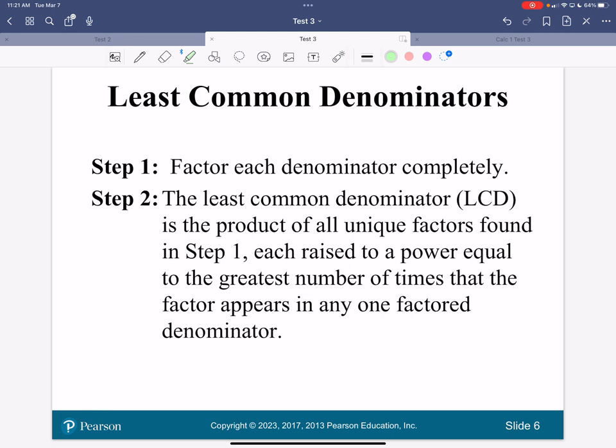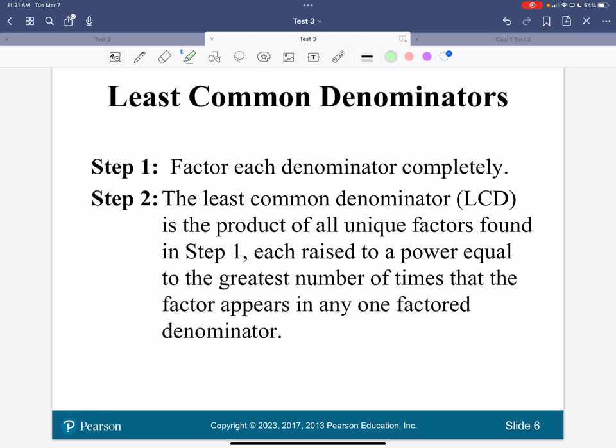First, step one, factor each denominator completely. The least common denominator, which is your LCD, is the product of all unique factors found, each raised to a power equal to the greatest number of times that the factor appears in any one denominator. Okay? So if you've got x squared, x squared is the highest power, the highest exponent, so x squared is going to be part of your common denominator.